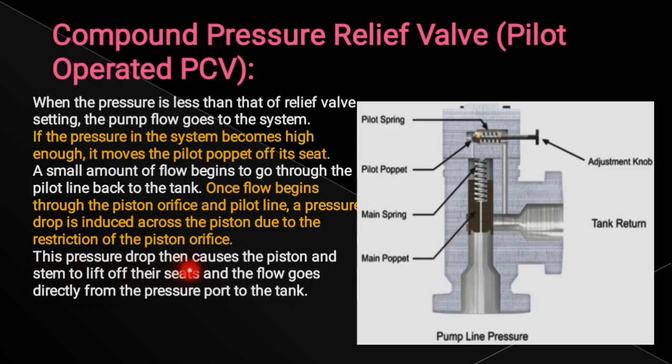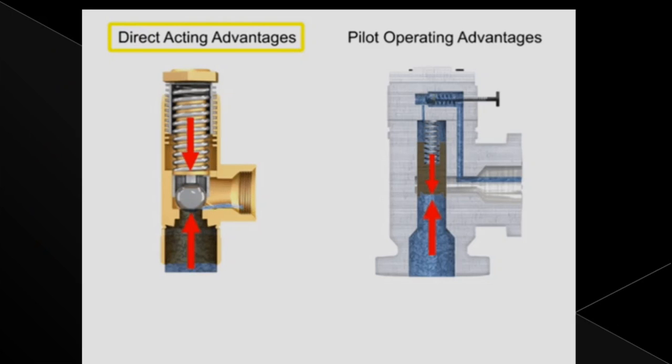This pressure drop then causes the piston and stem to lift off their seats, and the flow goes directly from the pressure port to the tank. If the pressure increases, a small amount of pressure is relieved here, but if the pressure is still more, then this main poppet opens and the flow takes place from this pressure line to the return line to the tank. That is how the compound pressure valve works.